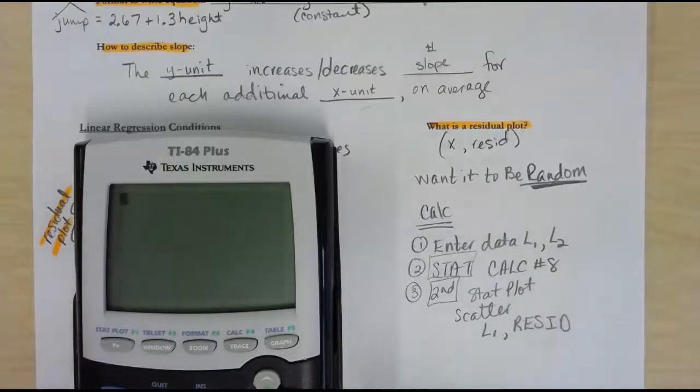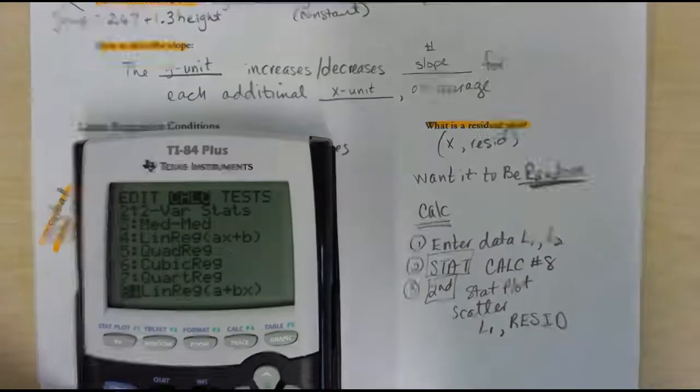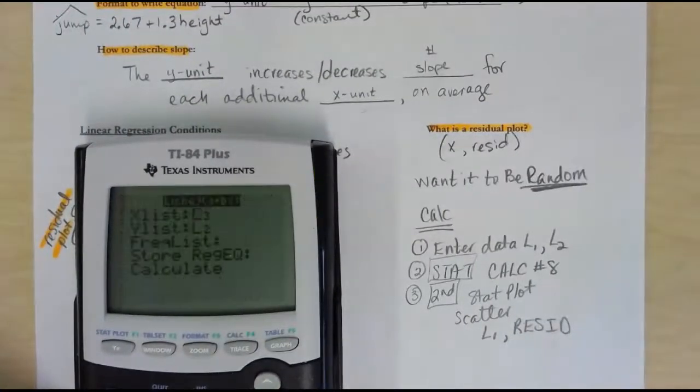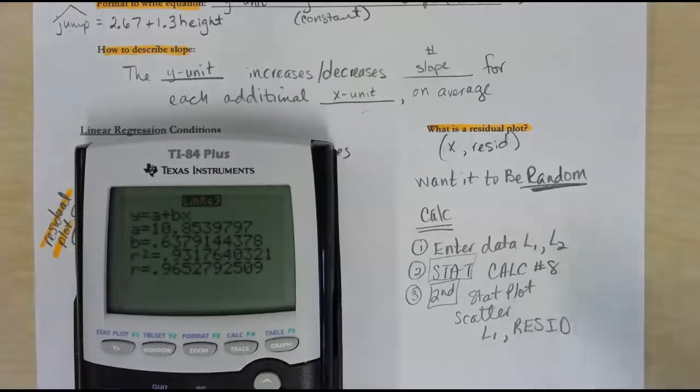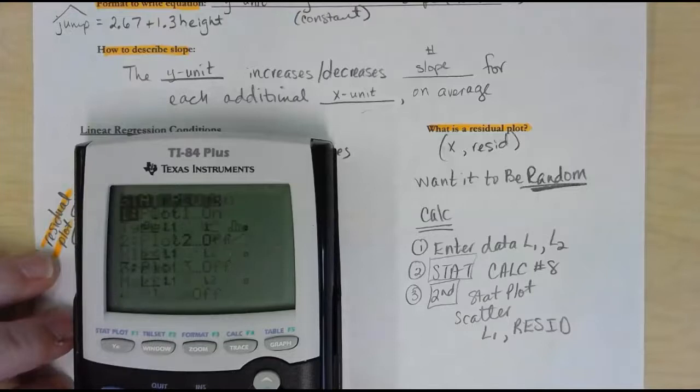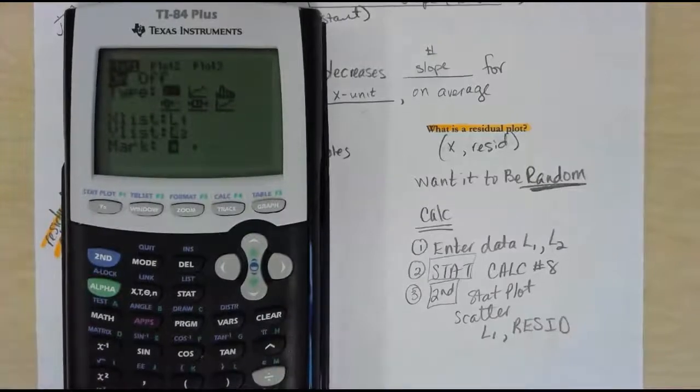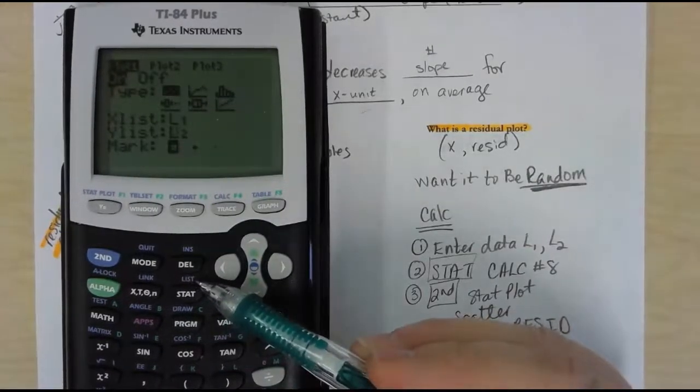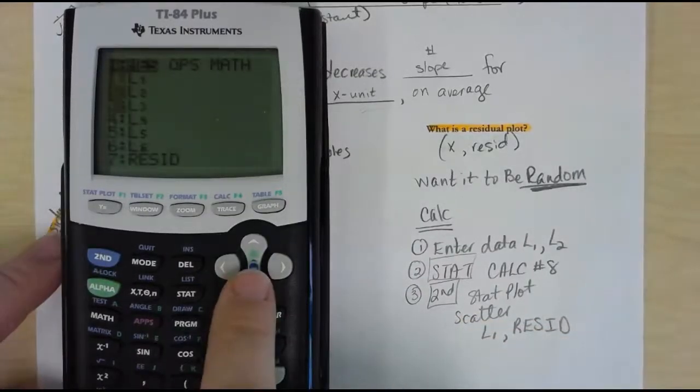So I'm going to kind of show you what this looks like. I have my data in L1 and L2, so I have to go stat, calc. I go down to number 8. Make sure it's zoomed in. I hit enter. I want my data in L1 and L2. Okay, so it gives me all my information. It gives me my equation. And so now I can graph it. So I'm going to do second stat plot. So second y equals, which is stat plot. Right now I have a box and whisker, which I want to do a scatter. And I have to go here, and I need it with L1 and resid. The way I get resid is I'm going to use this key right here. You see how it says list? I'm going to hit second list, and I can go down and find resid.